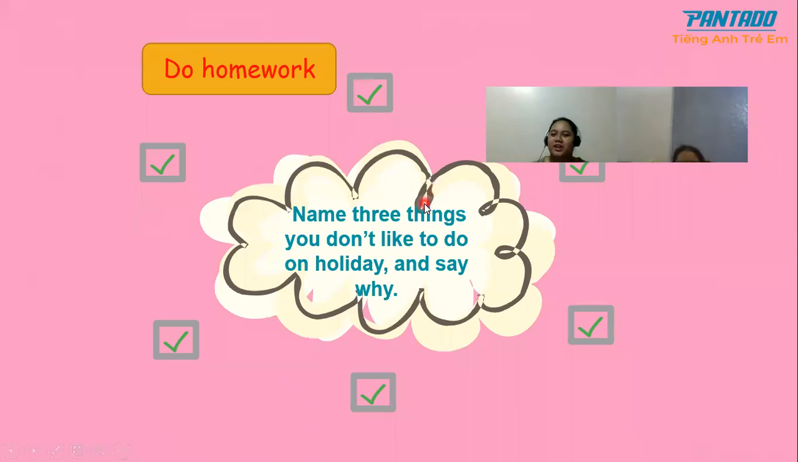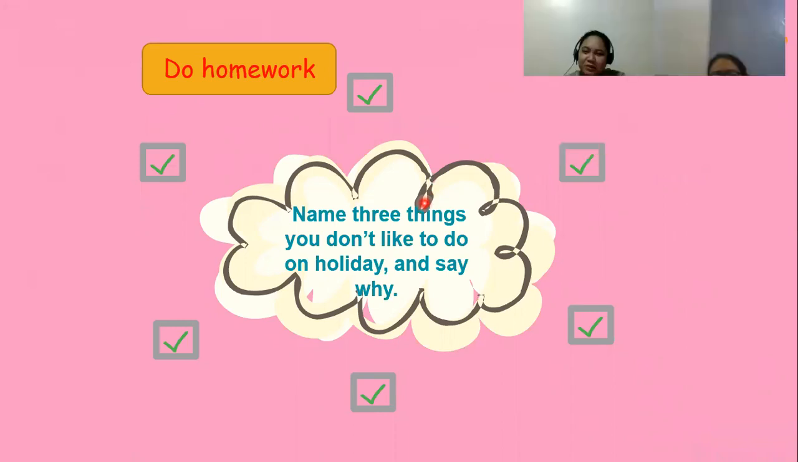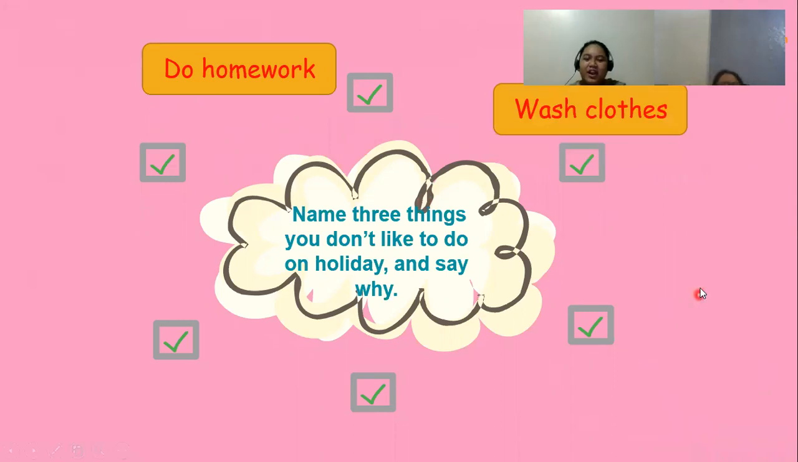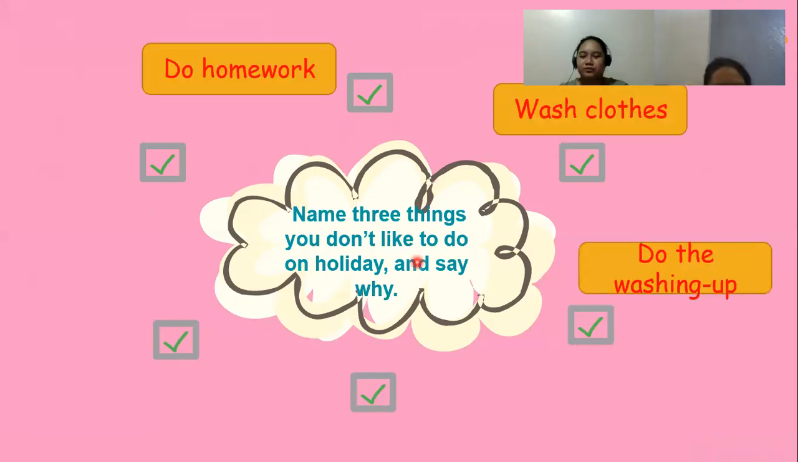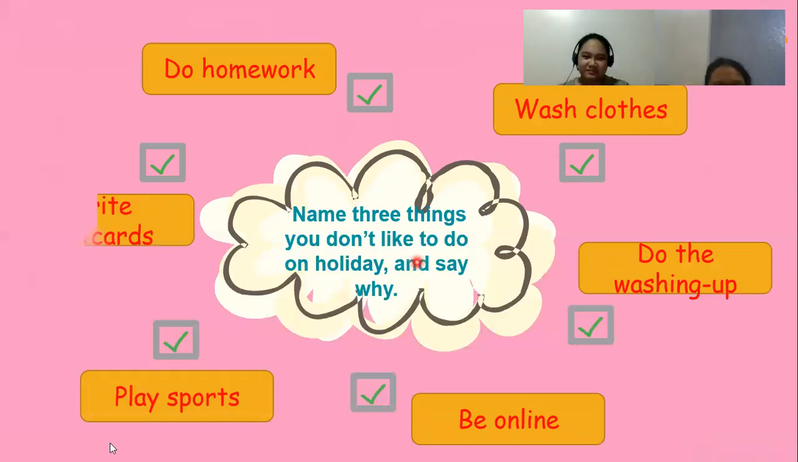That's good. Always try to make new friends because you have to widen your circle, but also be careful with your chosen friends, right? Okay. All right, so if you told me about the three things that you like to do. Now, name three things you don't like to do on holiday and tell me why. Like for example, these words.